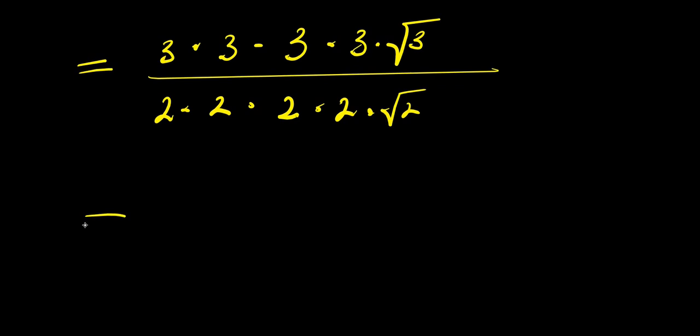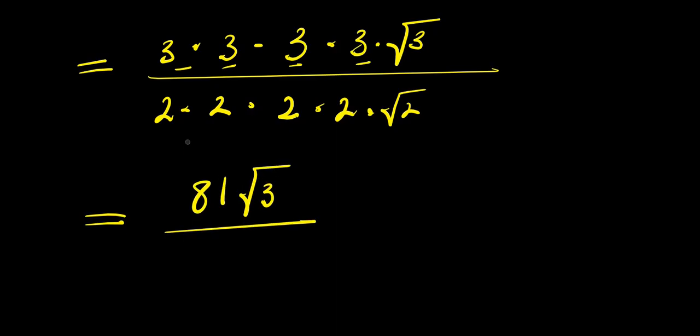So from here, I have 3 times 3, 9 times 3, that is 27 times 3. This is 81 root 3, divided by 2 times 2, 4 times 2, 8 times 2. This is what? 16 root 2.